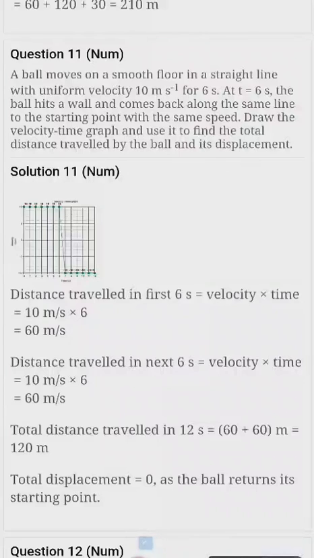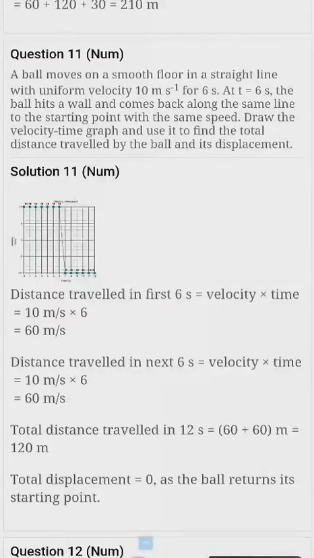You need to draw the velocity time graph. So on y-axis you will draw velocity, on x-axis you will write the time. Fine. Now the total time taken is what? 6 plus 6 is 12. So on x-axis you will mark 12. 1, 2, 3, 4 till 12.